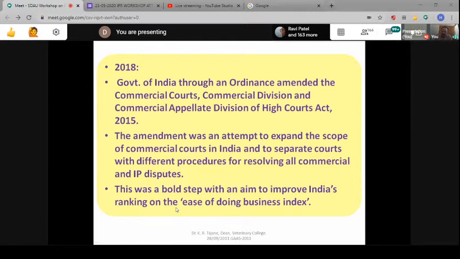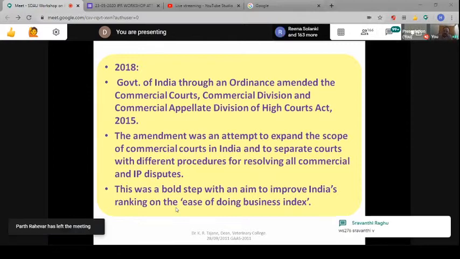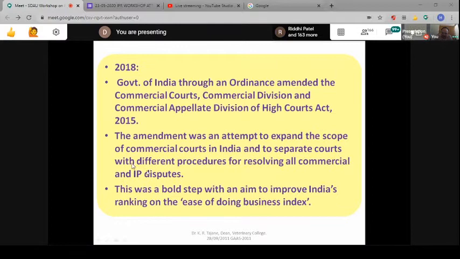So the government passed one ordinance, and that ordinance provided the scope of the commercial court in India, and they separated the courts with a different procedure for resolving all commercial IP disputes. So that is also a very effective change that we can consider.